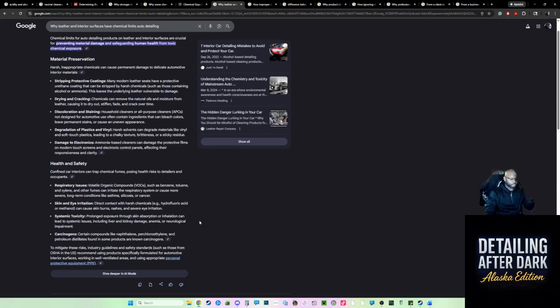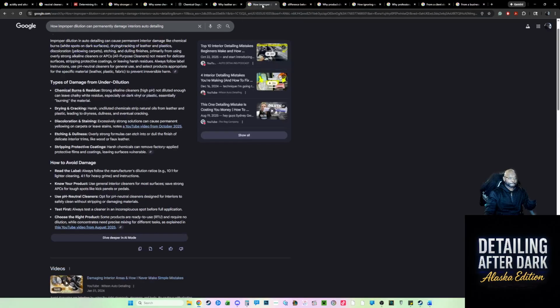Anyways, carcinogens, certain compounds like methylene chloride, stuff like that. Those are far out chemicals that you most likely wouldn't use; that's more paint correction or repainting cars. Improper dilution can cause chemical burns, drying and cracking, discoloration, and etching.